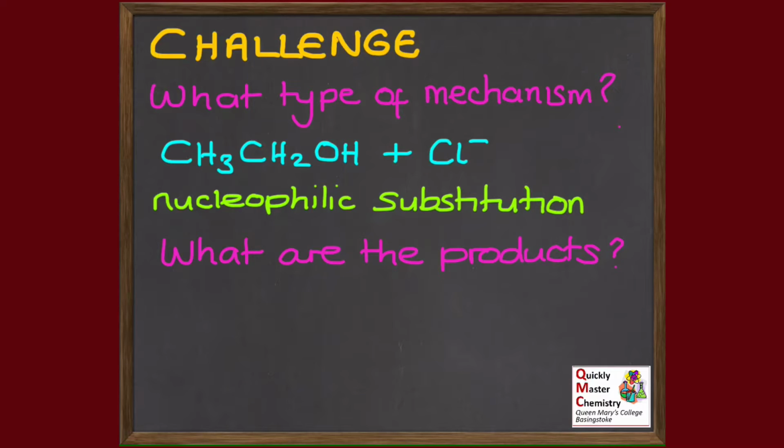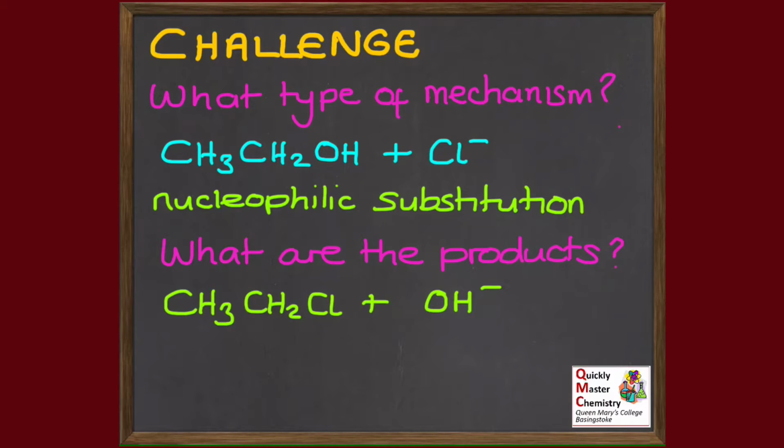So next question, what would be the products then? Have a think, see what you can suggest. And the substitution would be the OH coming off as a hydroxide ion to make the chloroethane.